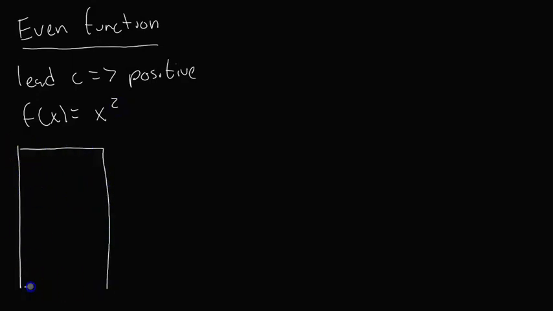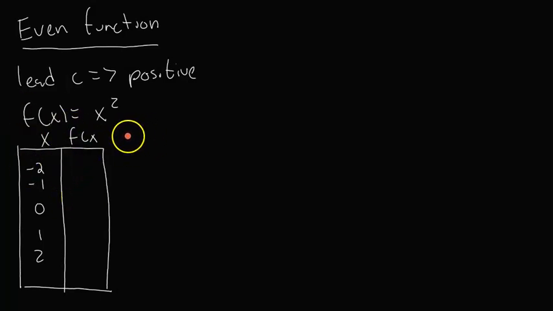If I have my little table right here, I have my x and my f of x values. And I'm going to plug in negative and positive values. So I'm going to start with -2, -1, 0, 1, and 2. And I'm going to specifically plug them in to see what I get. So if I have f of -2, this equals -2 to the second power, which is the same as 4. -2 times -2 is 4.